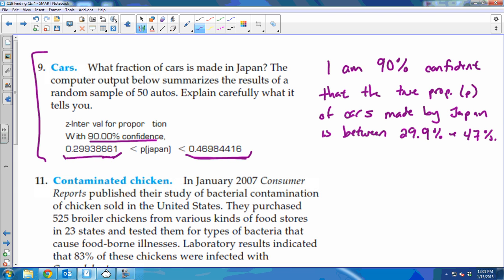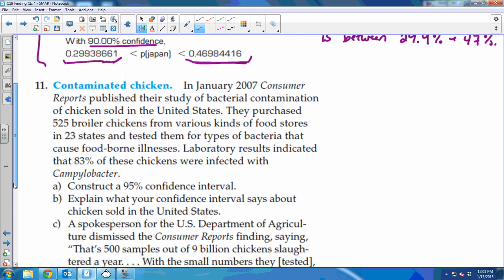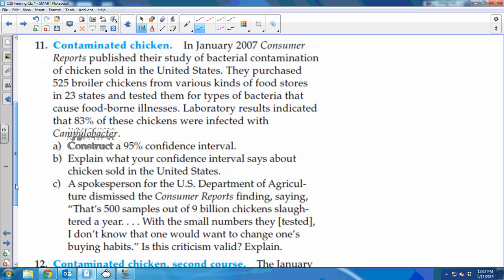All right, then let's talk about 11 and 12, about contaminated chicken. We'll actually do a confidence interval. All right. In January 2007, Consumer Reports published their study of bacterial contamination of chicken sold in the United States. They purchased 525 broiler chickens from various kinds of food stores in 23 states and tested them for types of bacteria that cause foodborne illnesses. Laboratory results indicated that 83% of these chickens were infected with Campylobacter. Part A says, construct a 95% confidence interval.